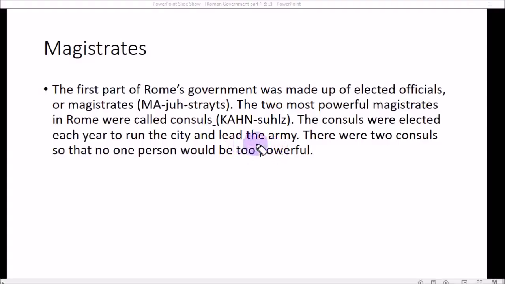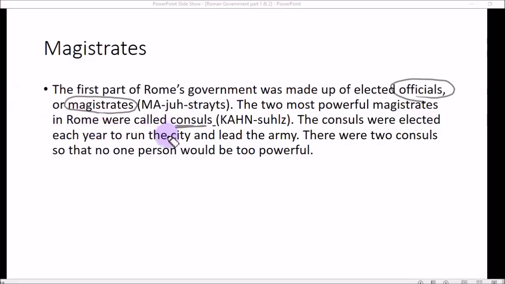Okay, let's see here. So officials just means people who run the government. That's all that means. Our word is consuls. Magistrates are people who ran the city of Rome. They're not around anymore. Ran, past tense. And that's about it for that paragraph.